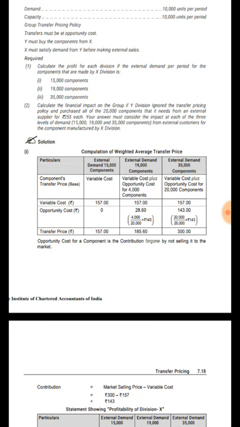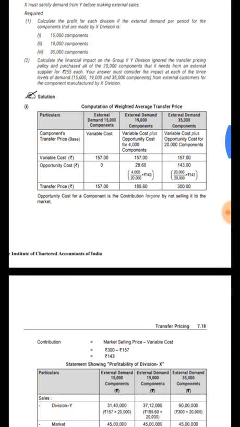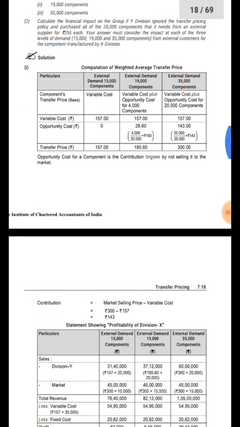So here 4,000 is left. I mean sorry, here external demand is 19,000, right? So 4,000 they are losing, so to the extent of 4,000 only we have to take the opportunity cost. So 4,000 divided by 20,000 into 143, and here 20,000 entirely we are losing out. So just like that we have to take the 143. So 143 and 20,000 divided by 20,000 into 143 means total 143 will add.